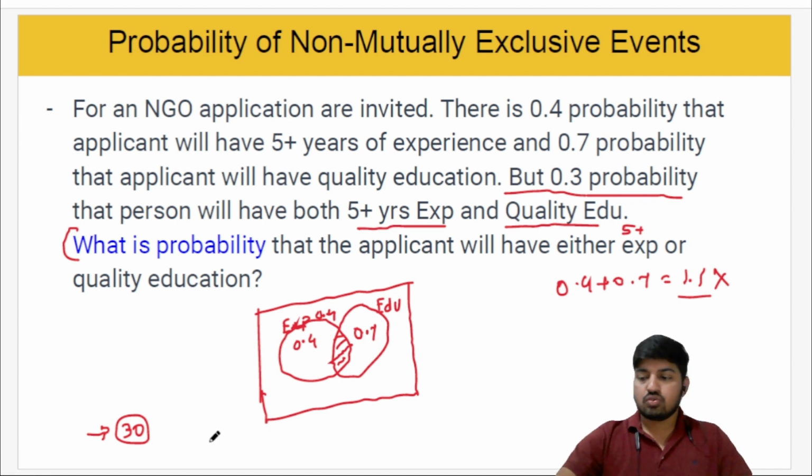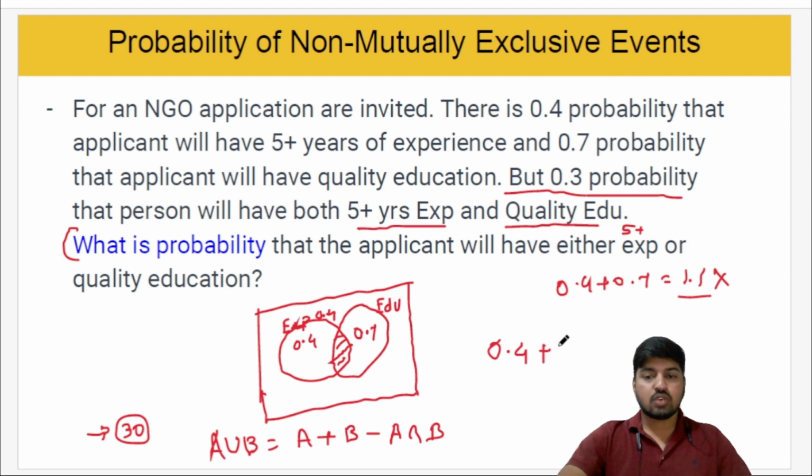Those who have studied high school level set theory know that A union B is equal to A plus B minus A intersection B, right? You might know this and have done it many times. So this is what we are also going to do here. So it is experience 0.4 plus education 0.7 minus the intersection, which is 0.3. That's why it will be 1.1 minus 0.3. It will come to 0.8.